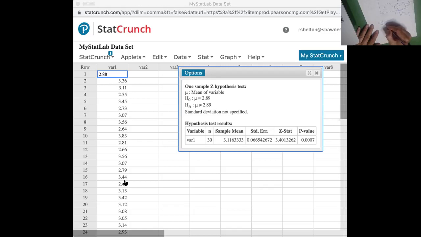So the test is: compare p-value to the significance level. Okay? If p-value is less than the significance level, reject the null hypothesis, which says that the mean is whatever it was proposed to be.